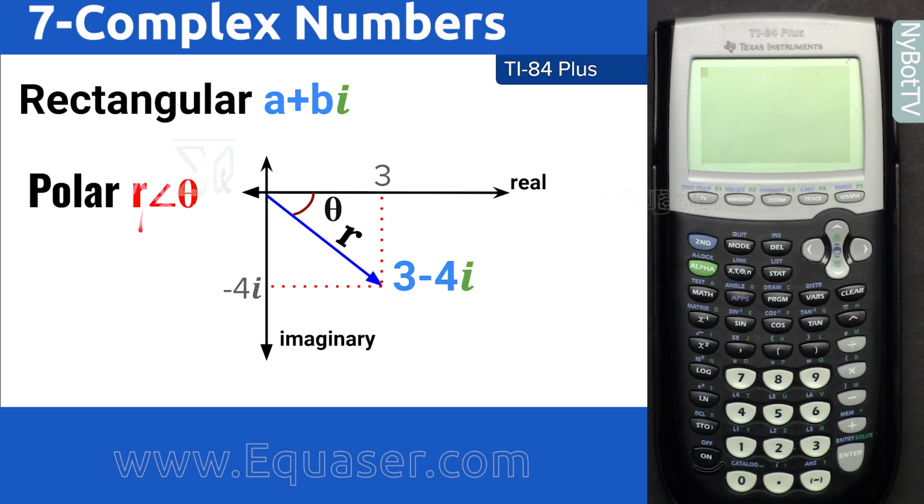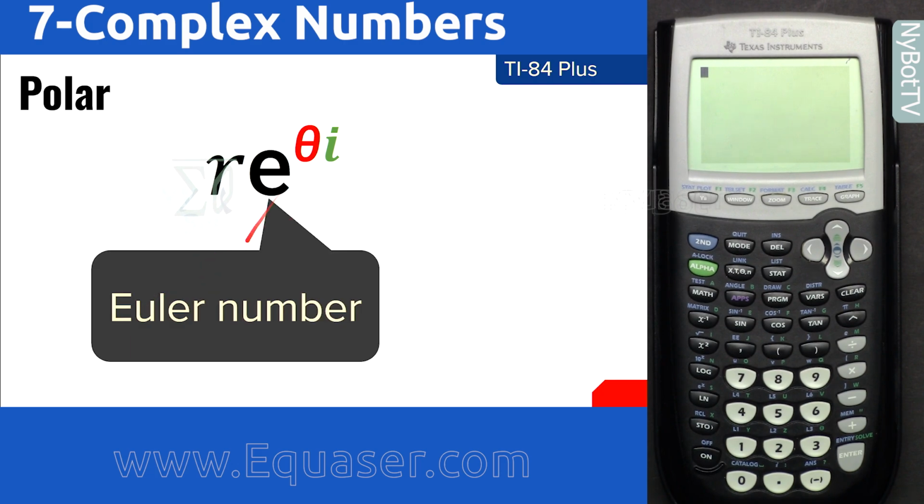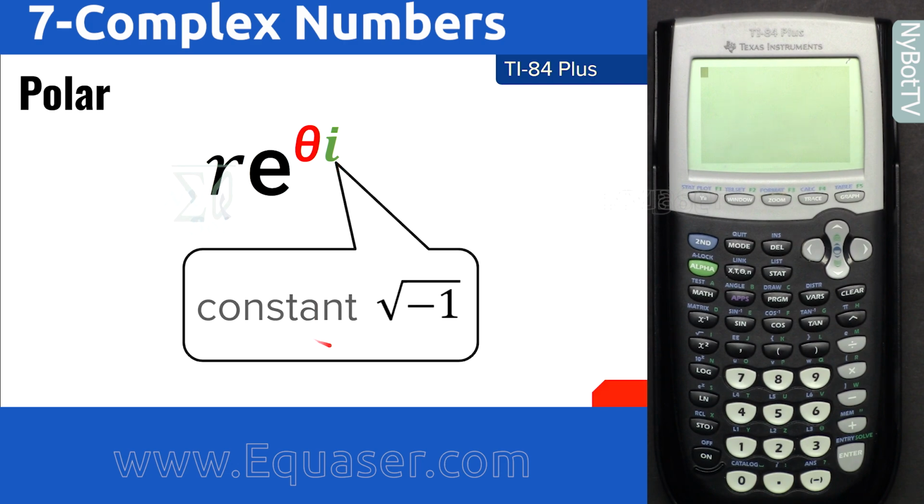In polar format, you will see r angle theta in many courses, but the majority of complex expressions are displayed as r e to the power theta i, where r is the magnitude, e is the Euler number, theta is the angle, and i is the constant, the square root of -1.